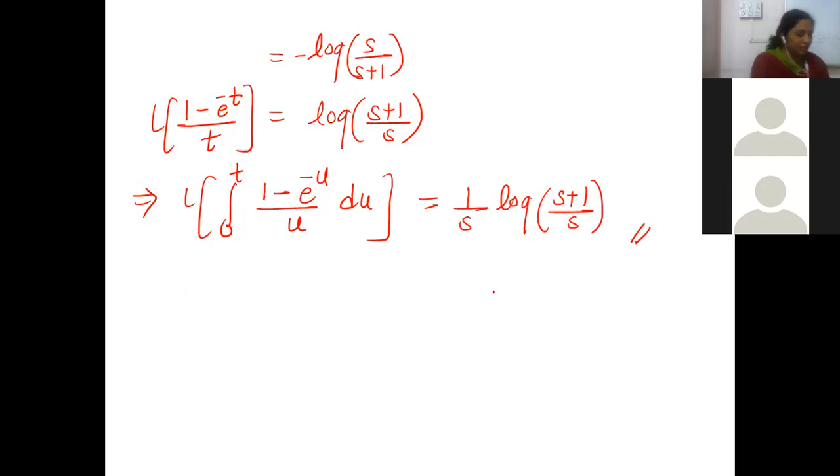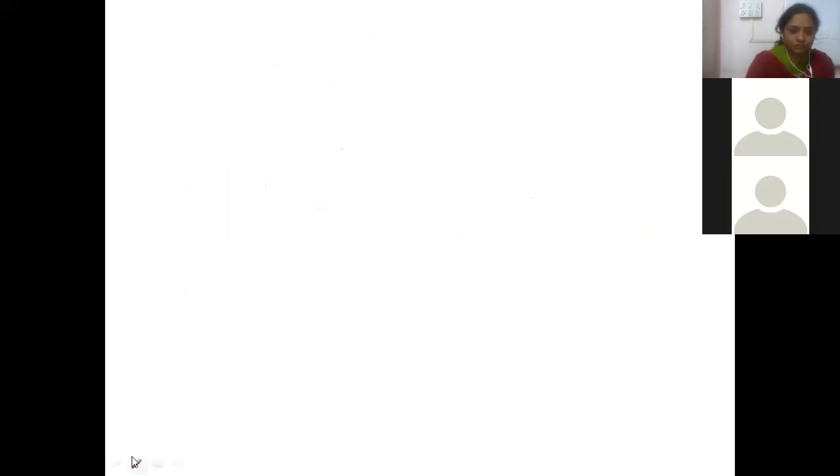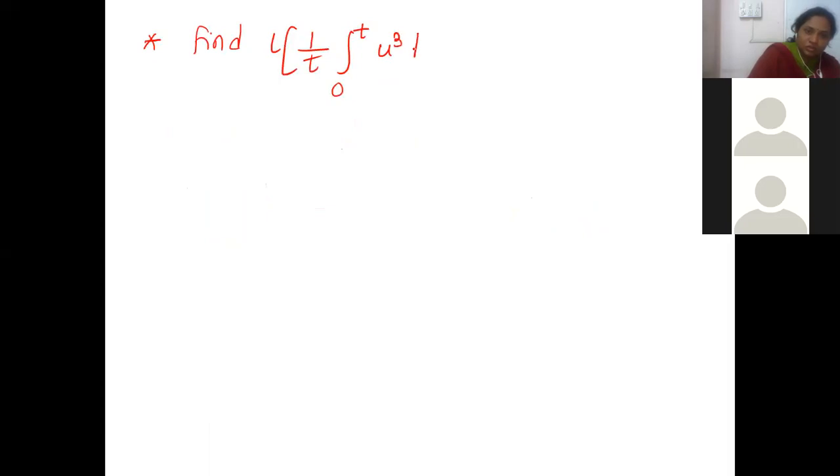Is it clear now to everyone? Is there any doubt? Next question is for you. Please solve. Find the Laplace transform of 1 upon t times the integration from 0 to t of u cube du. Come on, steps. What is first, then what, and then what?